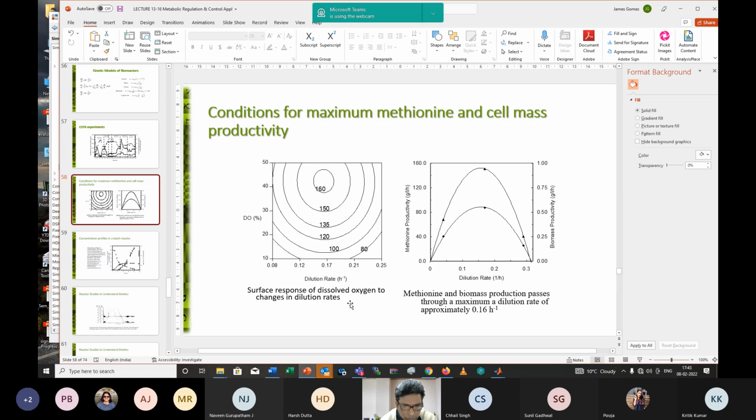This would be the cell mass, and I'm not very sure whether I got the units right here. So I'll have to check and come back and tell you. I'm not very sure of the units, but anyway, look at the profile. It essentially shows you that you're going through a maximum at this point. Wherever the maximum of the biomass is, you also have the maximum for the synthesis. So it means it's a growth associated production.